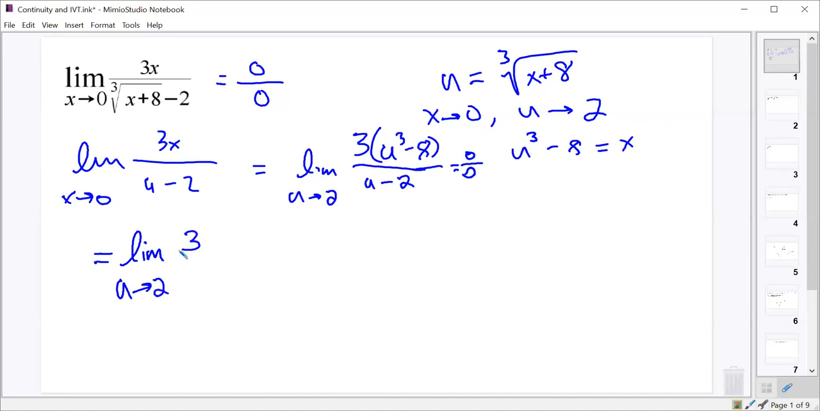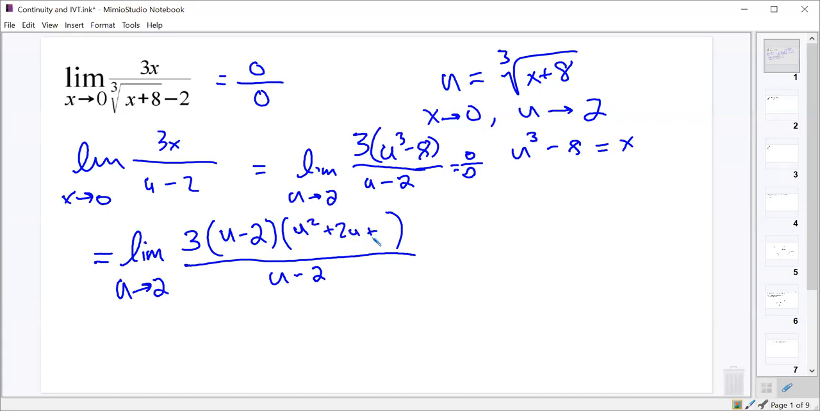How does u cubed minus 8 factor? It's a difference of cubes, isn't it? How does u cubed minus 8 factor? u minus 2, u squared plus 2u plus 4. If you don't remember your differences and sums of cubes, you need to take a look at the paper that I posted up in Google Classroom. Make sure you know them. Now the u minus 2's will cancel, and we're left with 3 times, what is that, 4 plus 4 plus 4, or 36.